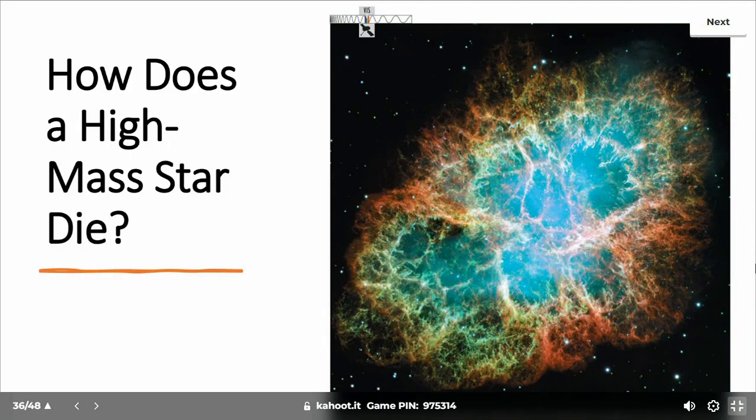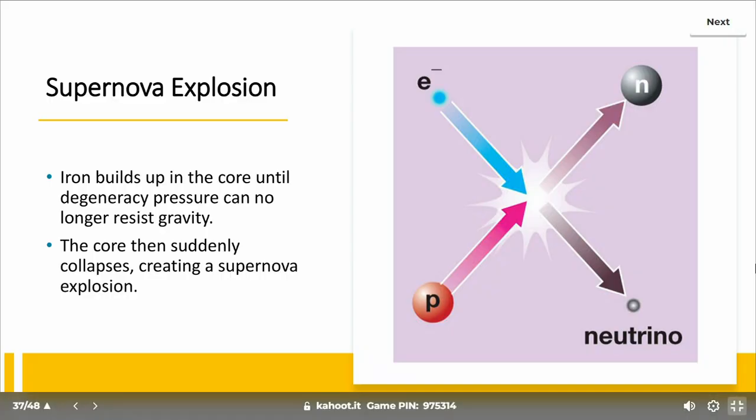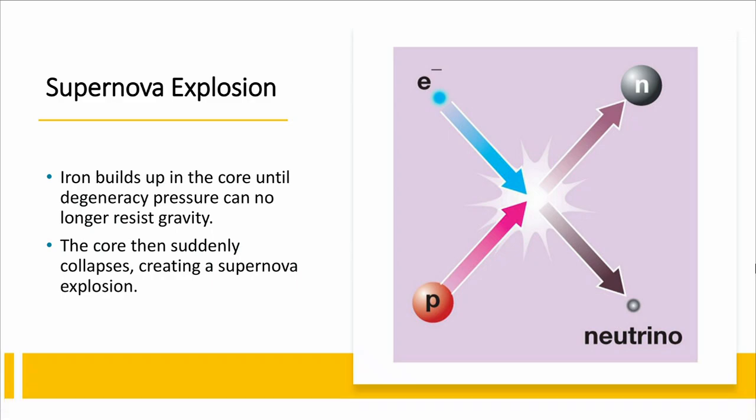So how does a high mass star die? One of the ways that they can die is in a supernova explosion. So your iron is going to start building up in the core, and you'll get to a point where, so we talked about degeneracy pressure holding up your white dwarf. Eventually that's not going to work for the iron in the core. And so the core is going to suddenly collapse and create a supernova explosion.